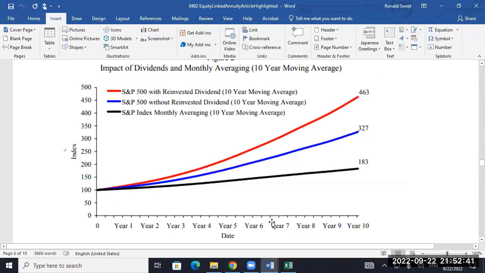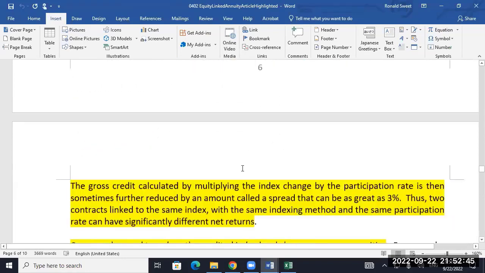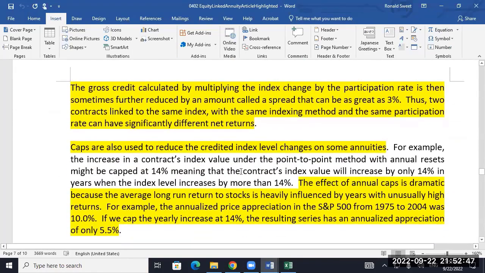So are any of y'all Googling to buy an index annuity right now? Am I selling you on this product? The gross credit calculated by multiplying index participation is then further reduced by spread because they had to cover their expenses. Two contracts linked to the same index with the same method and the same participation can have different returns.